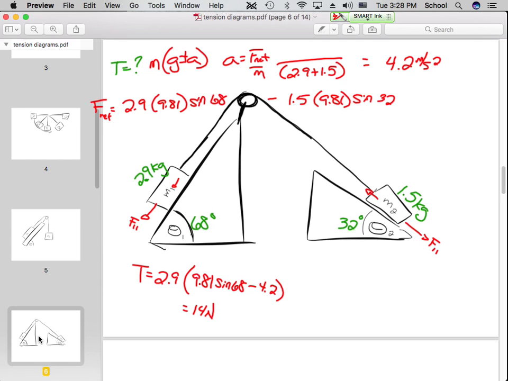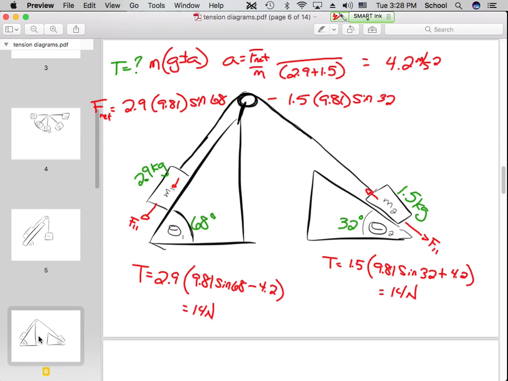And if we try that over on this side to see if we get the same number, which is a nice check, we're going to have 1.5 times g sine theta. And this time we're going to add the 4.2. And if we do that, we again get 14 newtons over on this side.